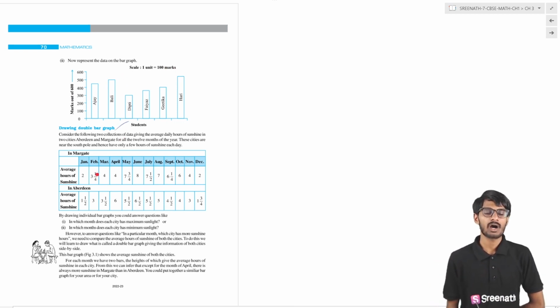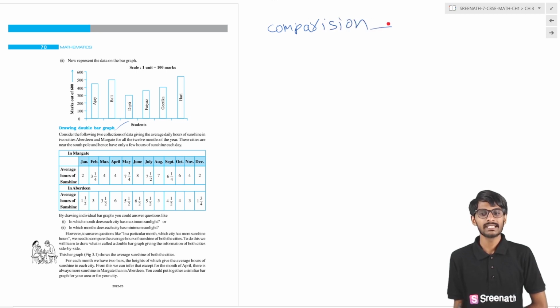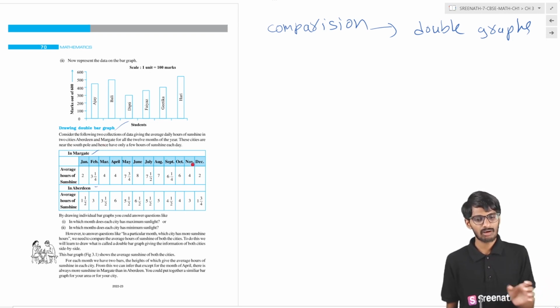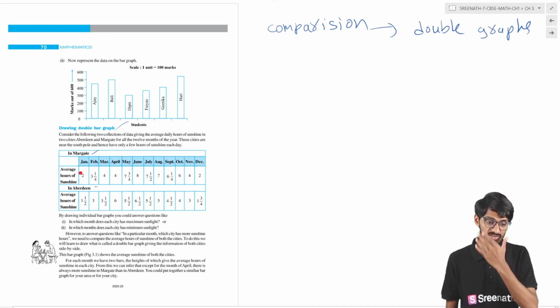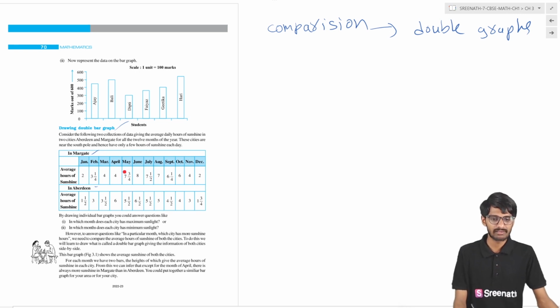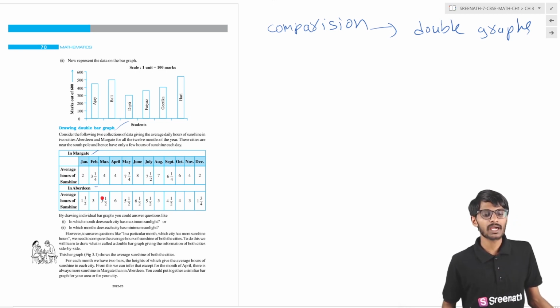How to draw double bar graphs? What is the reason for it? Whenever we need a comparison, we need double graphs. Suppose Margate and Aberdeen. These two are the cities. For these two cities, the average hours of sunshine for each of the 12 months are given. So we have to compare both of these.